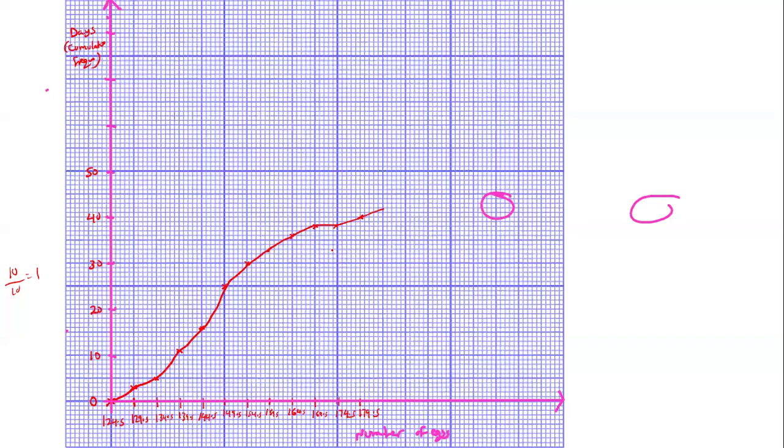Now, after drawing your smooth curve, do not forget that you need to always put the title: a cumulative frequency curve showing the number of eggs supplied on different days, something like that.